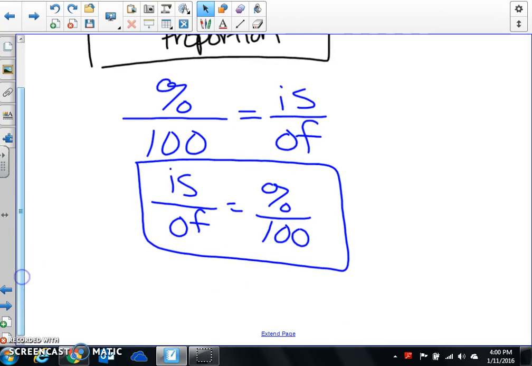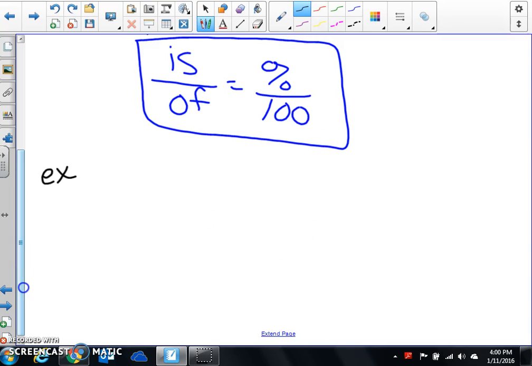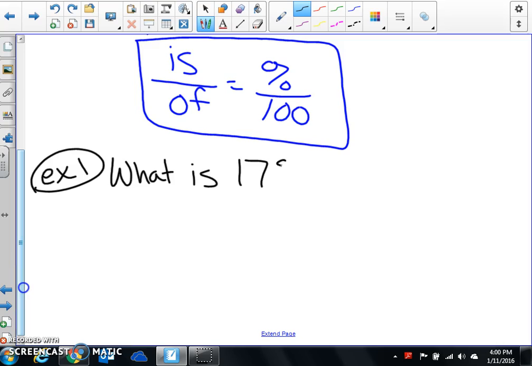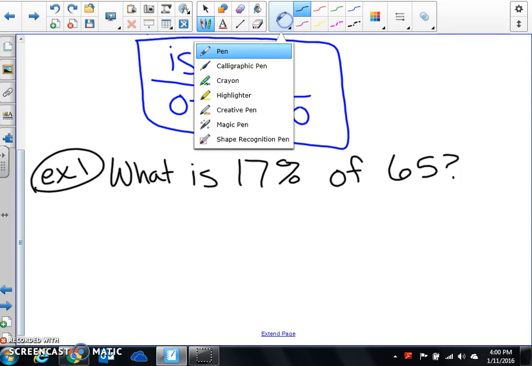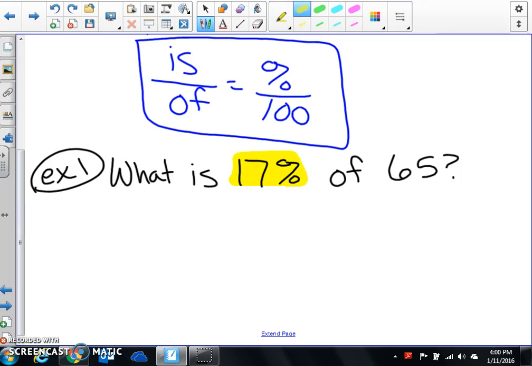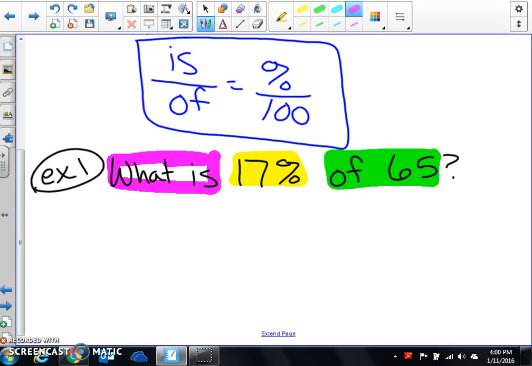For example, what is 17% of 65? All right, this is where the highlighters come into play. I'm going to go ahead and box in 17%. With my next one, you take whatever is or of is touching the number. So this is 65 of, and then we don't know what is. What is, so that's going to be our variable. Okay, so percent over 100 equals is over of.